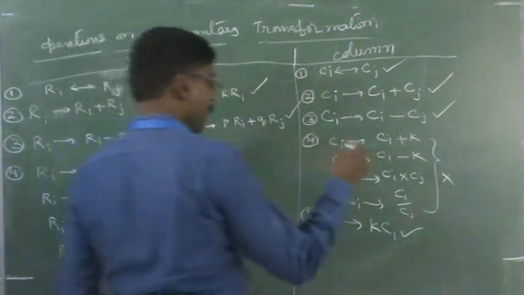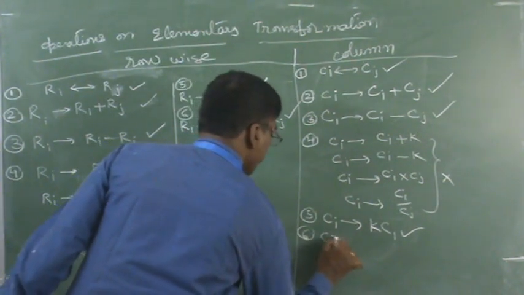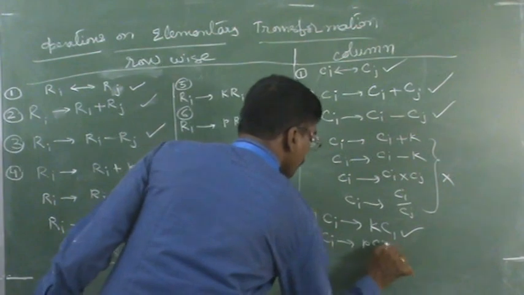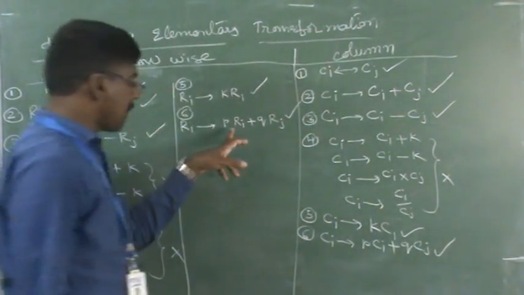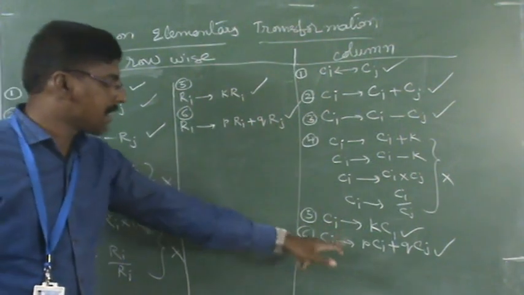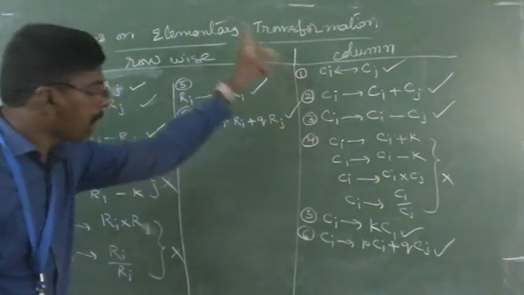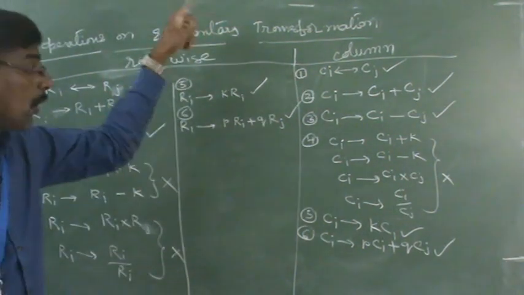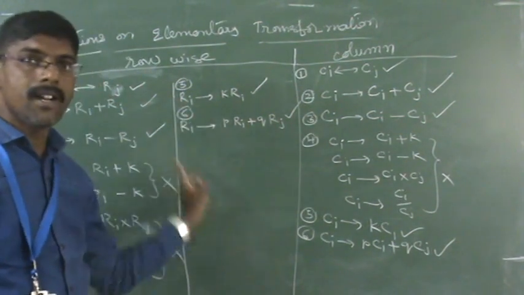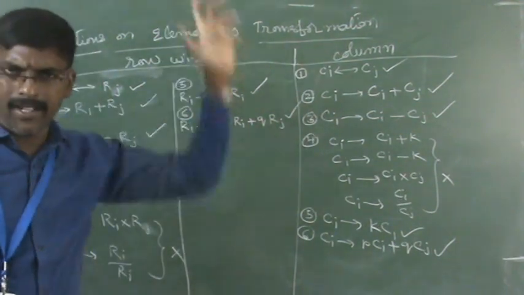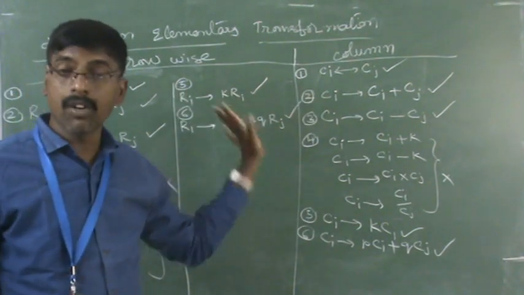One more same condition we have written down: Ci can be written as P into Ci plus Q into Cj. Same, just the interchanging of row wise can be interchanged as column wise. This is very clear information. You have to remember all these operations. You have to note down all these operations. You need to understand this. Understanding that by taking one example problem, you will get the answer very easily. There is no doubt about that.